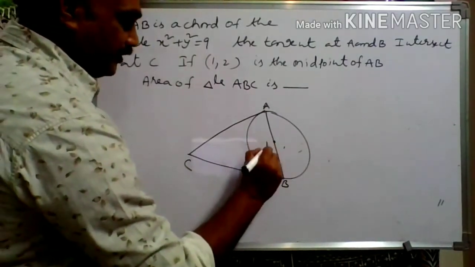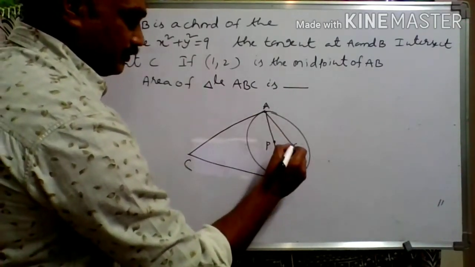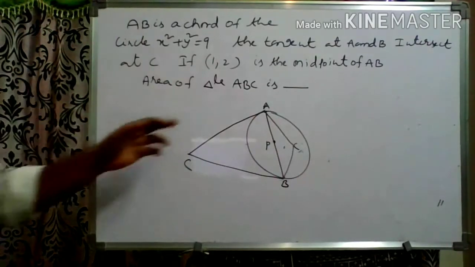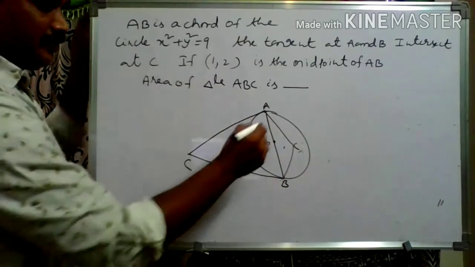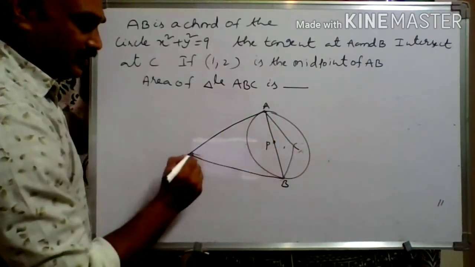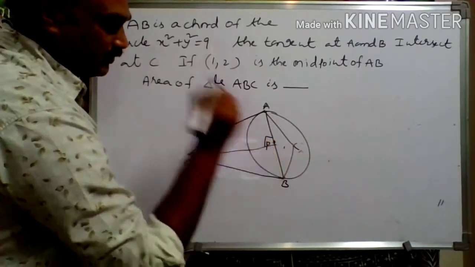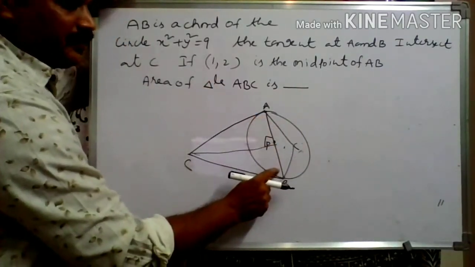Suppose this is point P. This is the center, students. Here, the area of the triangle ABC is. Students, the area of the triangle is half of base and height. Base is AB. This is the height. Students, AB is equal to the length of the chord.